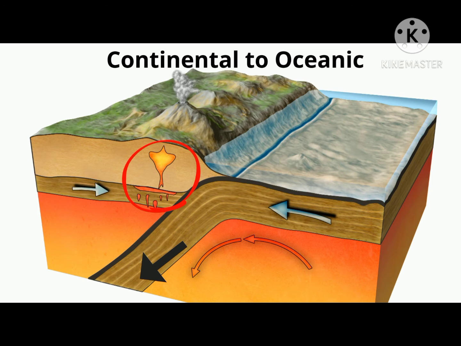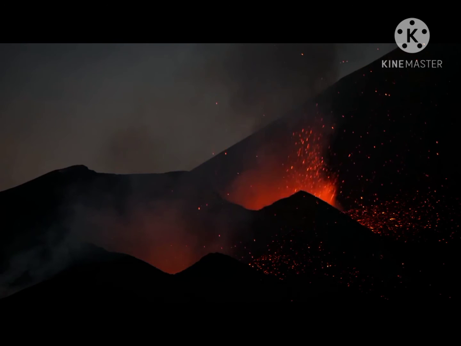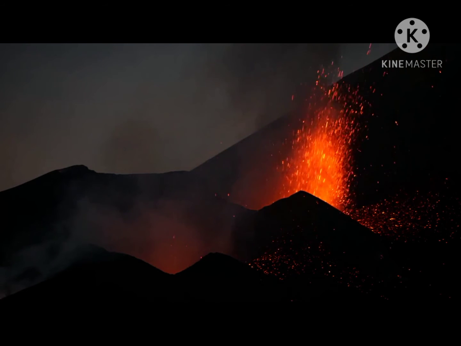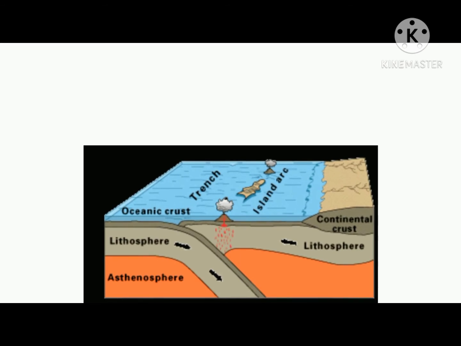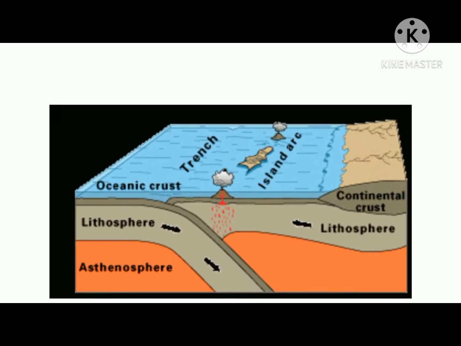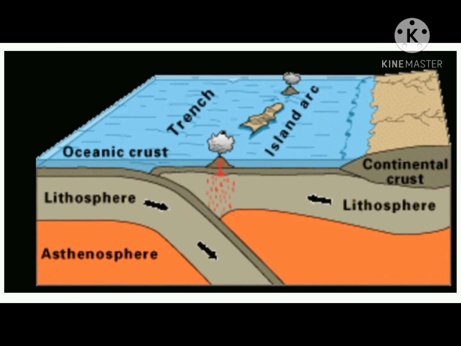When it sinks, it melts because it's hot down in the asthenosphere, and that melting rock finds little cracks and crevices to rise through and ultimately erupts at the surface, forming active volcanoes. Continental versus oceanic crust forms a trench, an active volcano, and an island arc.